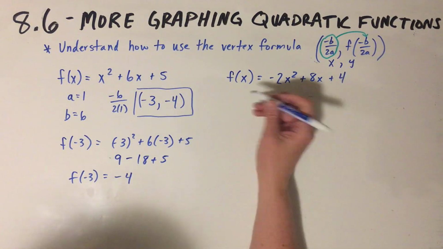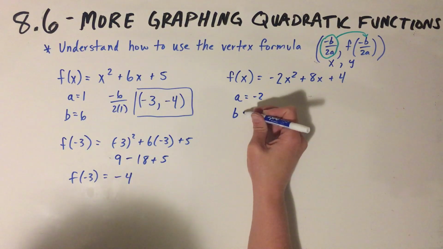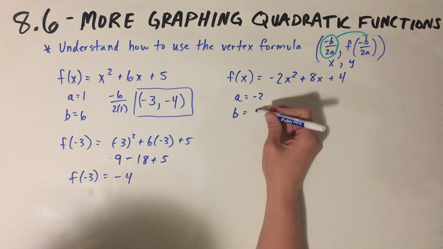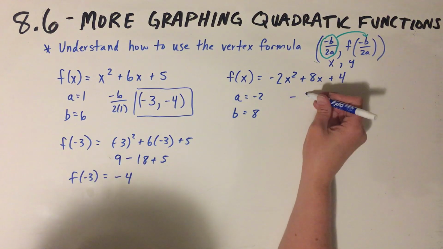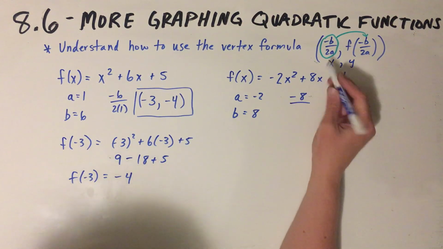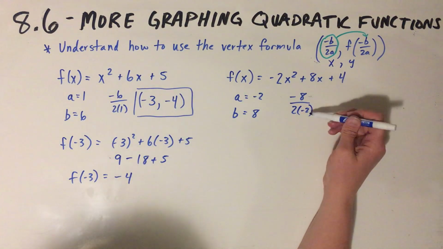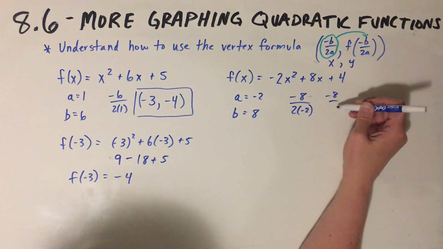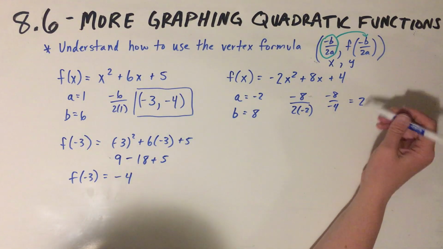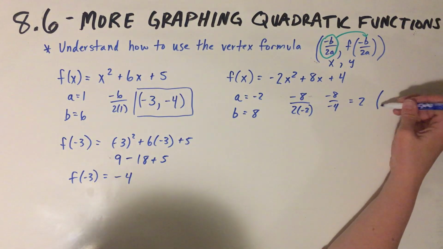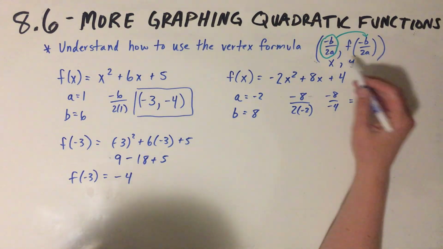So my process here is I'm going to identify a. A is negative 2 and b is a positive 8. Now I want the opposite of b, which is negative 8, over 2 times a, which is negative 2. Negative 8 divided by negative 4 is just 2. So this is my x value of the vertex, according to this formula.